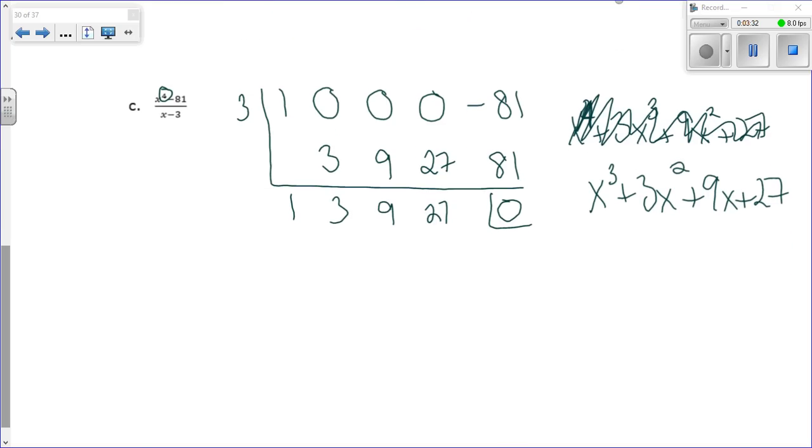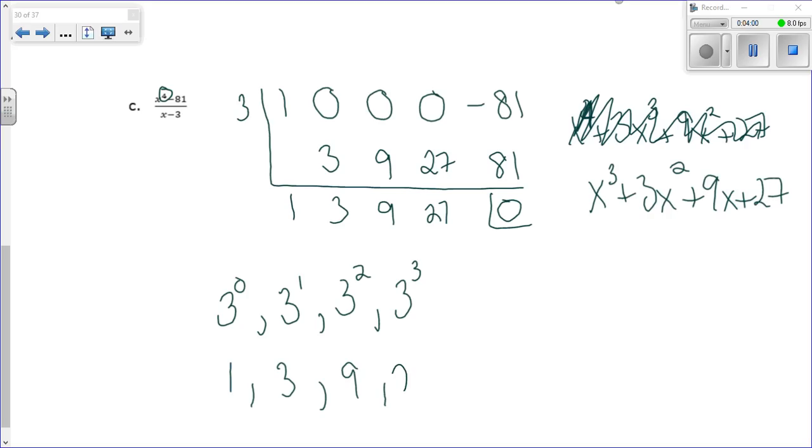So what I'm talking about is my coefficients would be 3 to the 0, 3 to the 1st, 3 to the 2nd, 3 to the 3rd. Because anything to the 0 power is 1, 3 to the 1st power is 3, 3 to the 2nd power is 9, 3 to the 3rd power is 27. So if I were to do x to the 5th minus 243, I could easily figure out the answer.